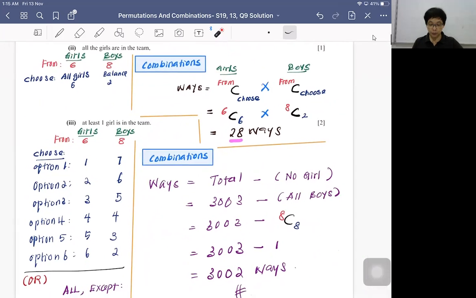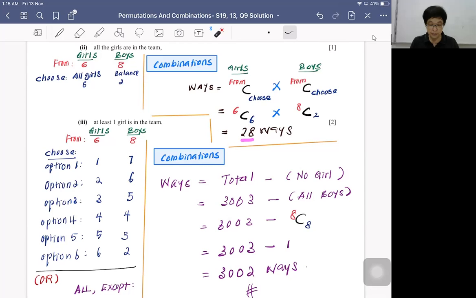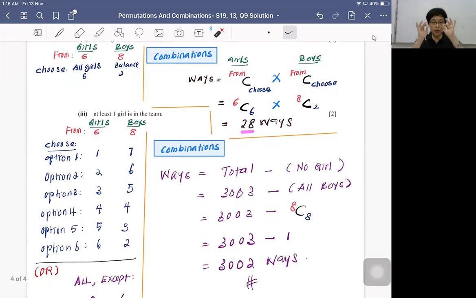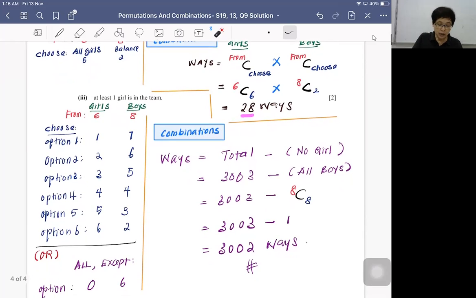Okay, now we move on to the third one. Also conditions being imposed upon your selection of your team. This time they say at least 1 girl is in the team. Well, it is slightly different from section 2. Section 2 is all girls must be chosen, not even one is missed. But this time, they give some liberty, as they mention here, at least 1 girl must be in. The rest can be filled up with the boys.